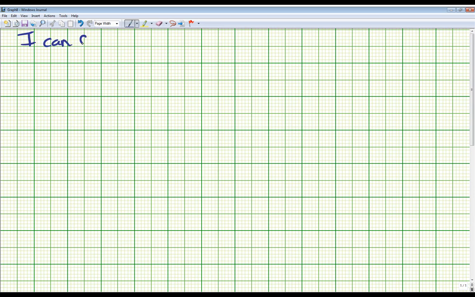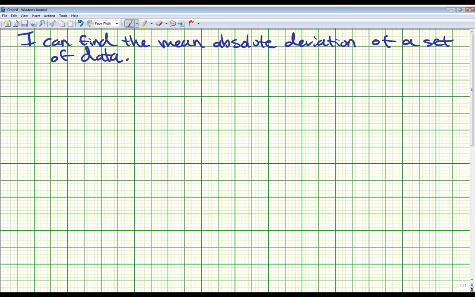I can find the mean absolute deviation of a set of data. So this is going to be a rather short video because to find the mean absolute deviation, there's quite a few steps. So we're going to discuss the steps in detail, and then we're going to do one as a practice, and then you'll have a chance to do one of the on your owns as a practice. Because there's a lot of steps, I don't want to make you do a ton of these.